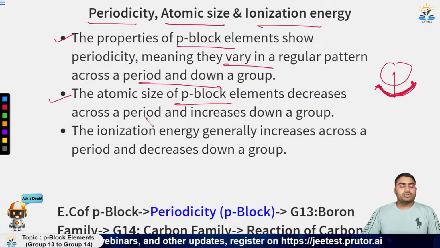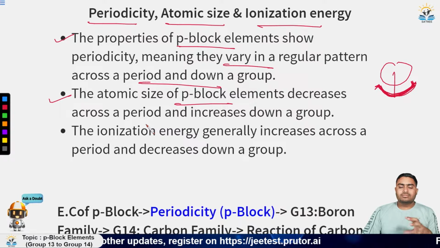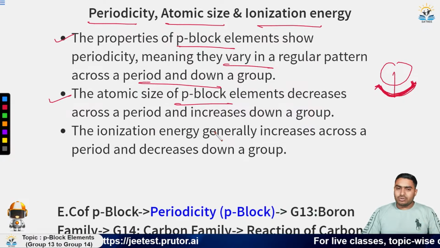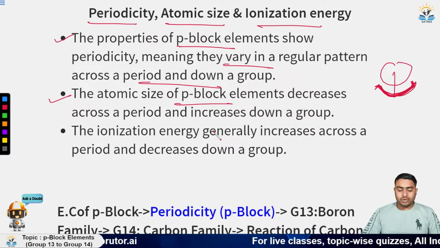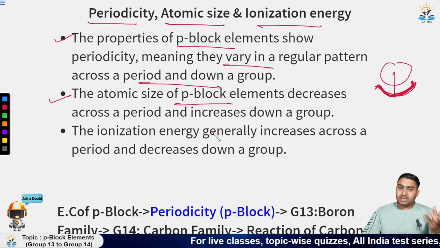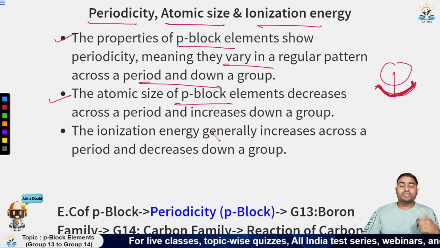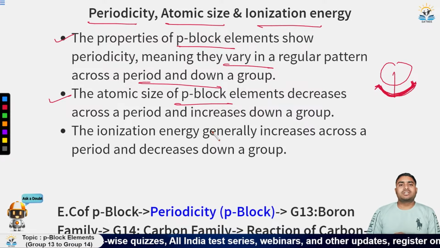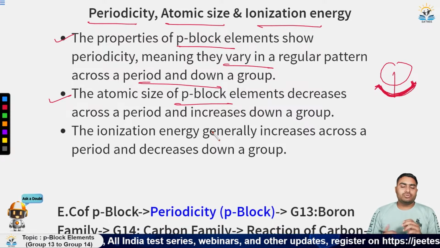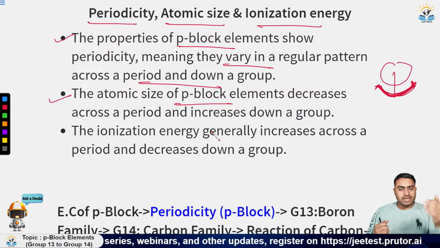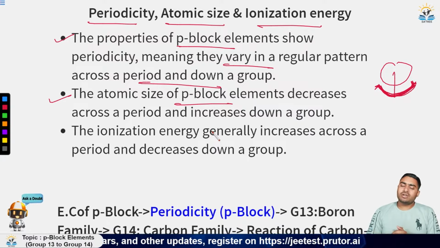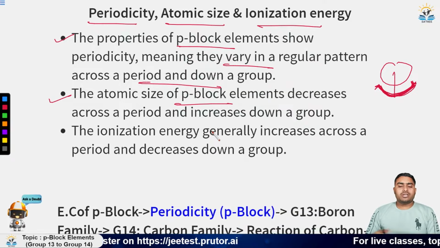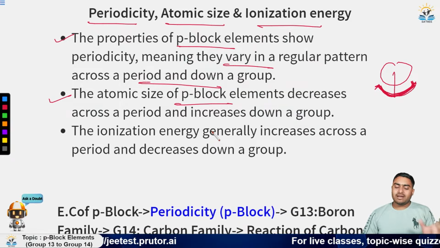So you can see, if we are moving across a period, due to the increase in effective nuclear charge, size decreases, but down a group, top to bottom, size increases, because Z effective increases, we know, but the addition of a new shell dominates the effective nuclear charge. So if there is an addition of new shells, if we are jumping from second period to third period, third period to fourth period, definitely size will increase. Okay, so the addition of a new shell will dominate every part.